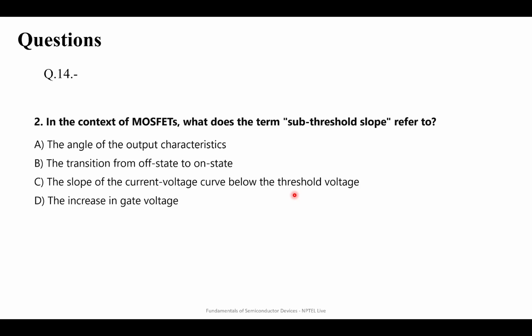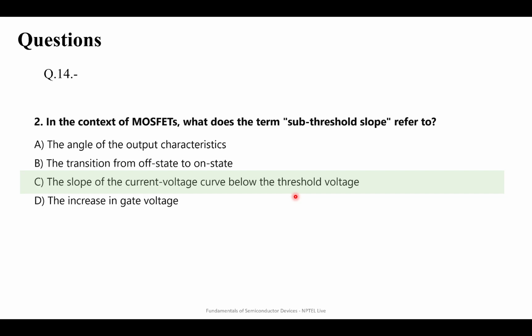In the context of MOSFETs, what does the term subthreshold slope refer to? The angle of the output characteristics, the transition from off state to on state, the slope of the current voltage curve below the threshold voltage, the increase in gate voltage. Sir, it is also B, sir. The answer will be C. The slope of the current voltage curve below the threshold voltage.